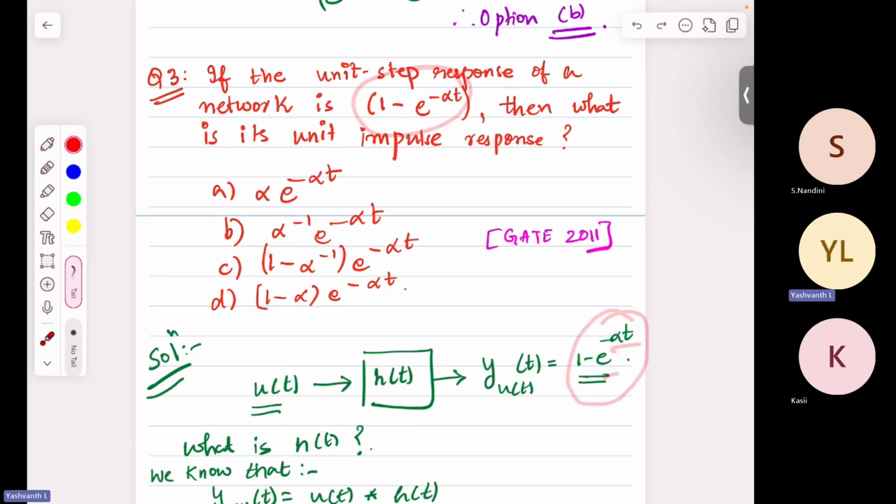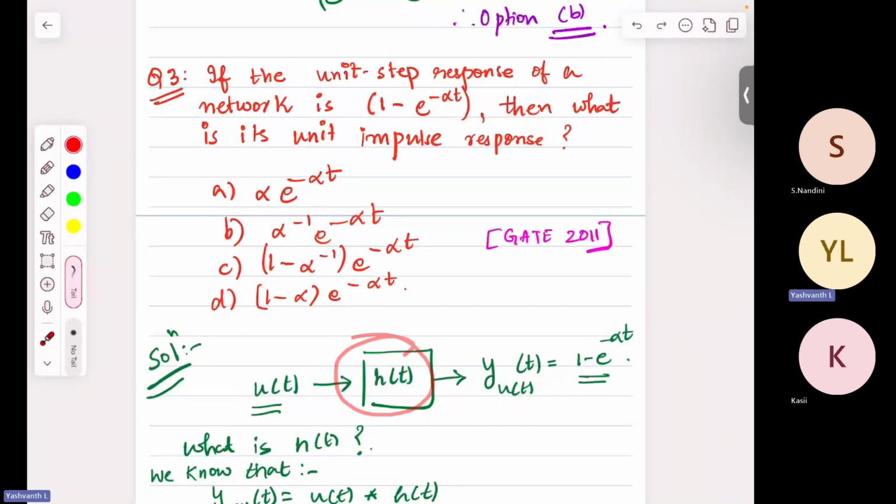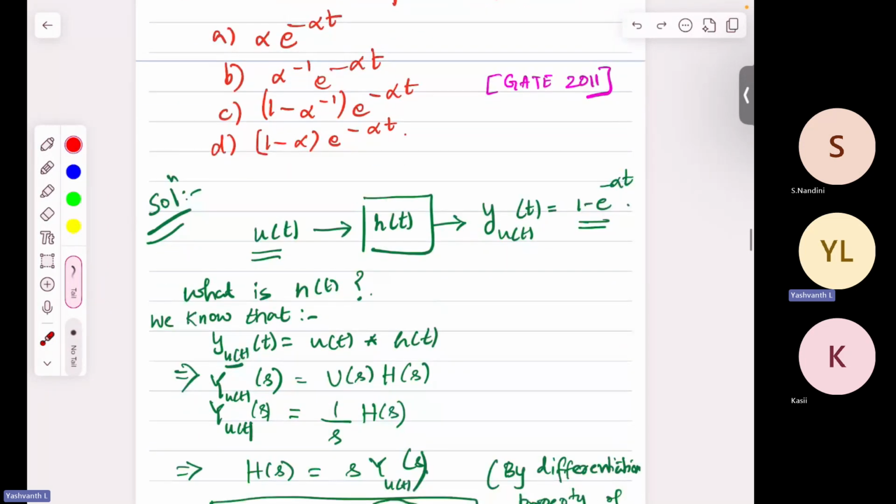Then basically what they're asking is, what is h of t? Because they're asking for the unit impulse response, that is, what will be the output if you pass an impulse as the input? That is nothing but the impulse response. The output for a unit impulse input is called the impulse response of an LTI system. Therefore, they're essentially asking what is h of t. Okay, so what do we know?